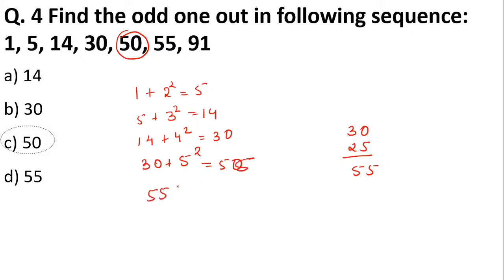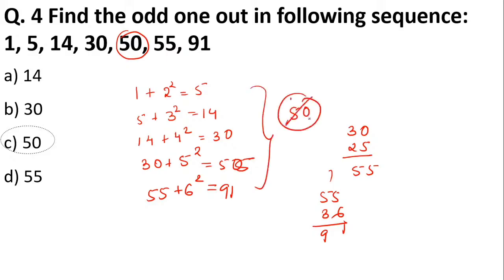In 55, if we add square of 6, just to prove what we are doing is right. So what is the square of 6? It is 36. So 55 plus 36 is how much? 91. So you see, our series is going right. In 1, we have to add the square of 2, then the square of 3, then 4, the square of 5, and then the square of 6. That is why the odd number is 50, because it is not following the series. Nowhere 50 is there. 50 is not there in this series. That is why C is the right answer. You know, 91 is not the right answer? 91 is absolutely correct. You see, in the series, we are adding 55 plus the square of 6.